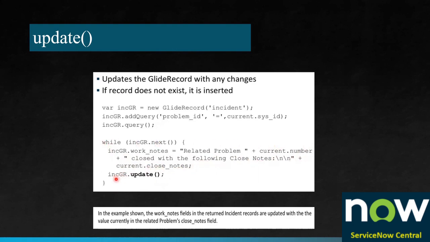At last, we are putting this command incgr.update. Please update the work notes of all the records returned where problem ID is matching the current ID with this work note. So incgr.update is used to update any record that is already present within the system. I want to update that record. For that, I will be using the object of whatever GlideRecord I have declared above, dot update, to update the record. It is as simple.